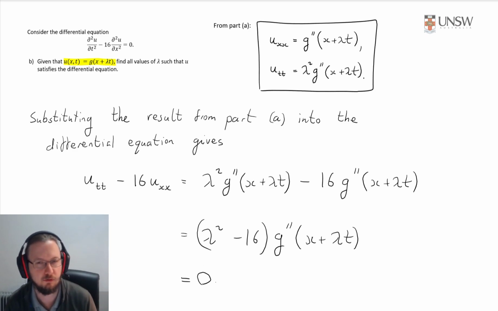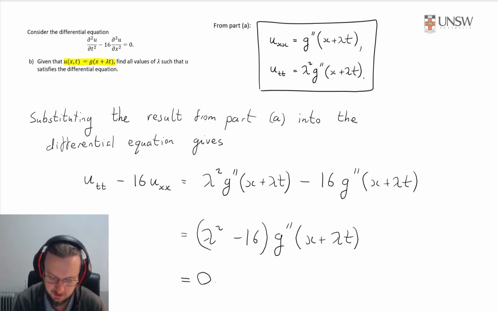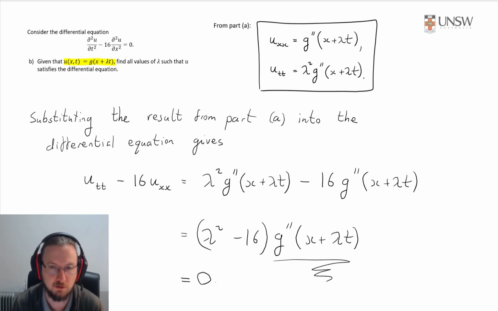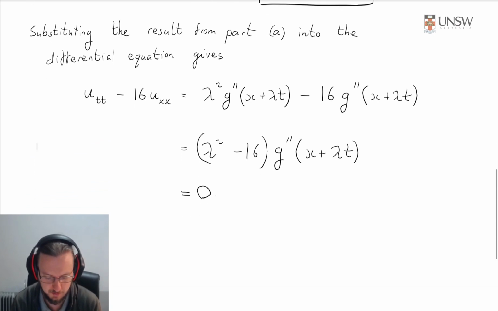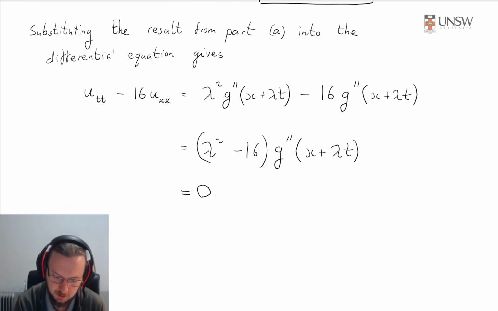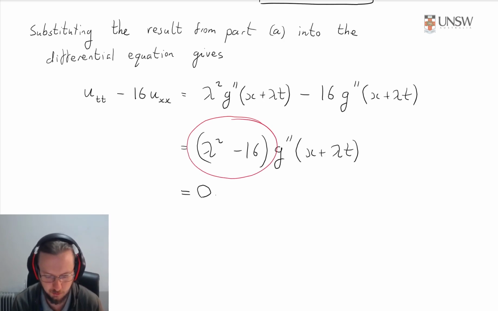Now there are really two choices here. There is the choice to look for functions where the second derivative is always 0, but that's not very useful. It does solve the problem, but not in a very useful way. So instead, what we're going to do is look for things where this term is 0. Make sure that this is always 0.